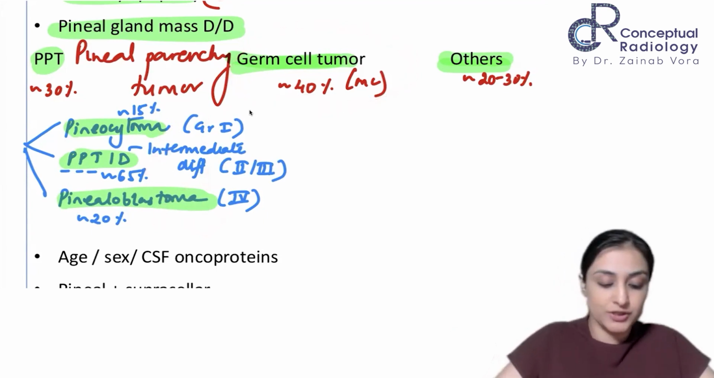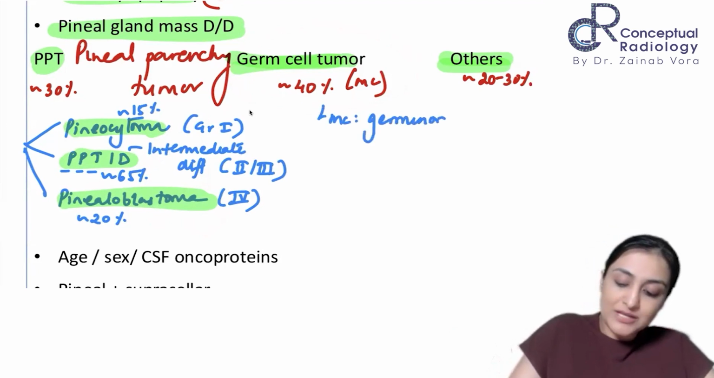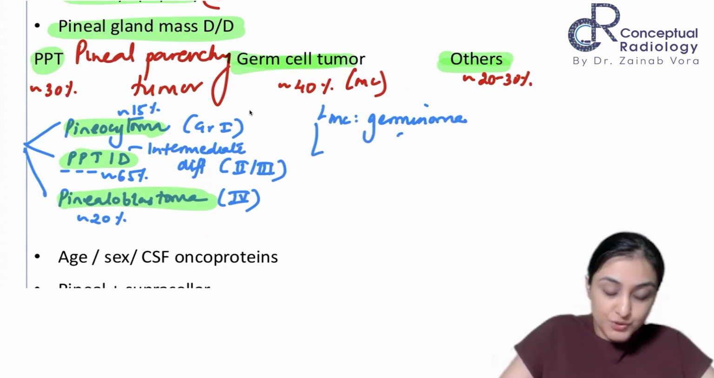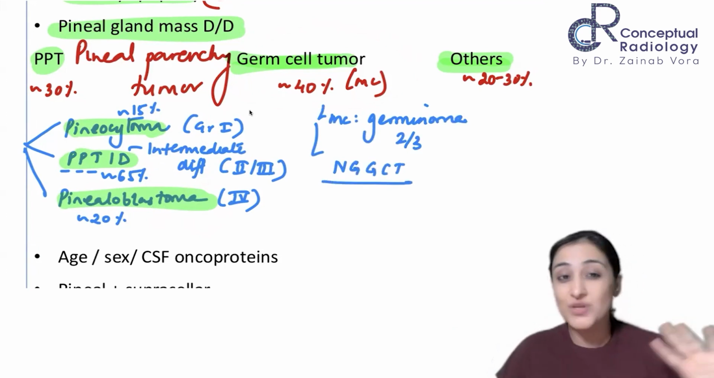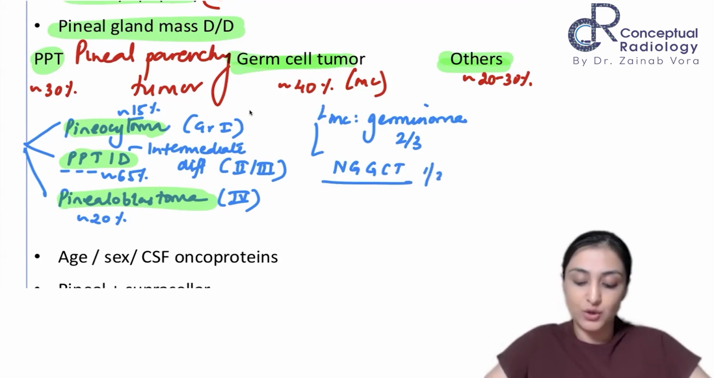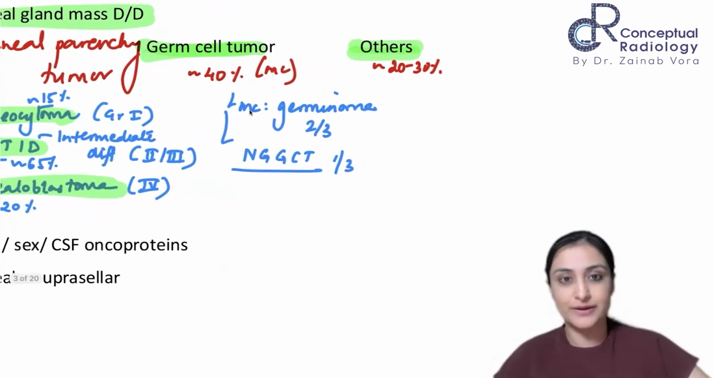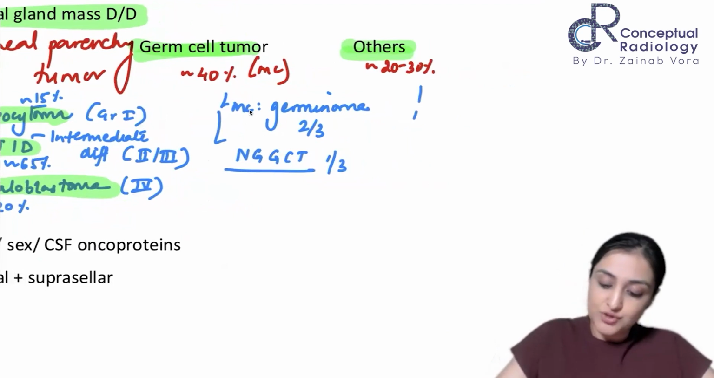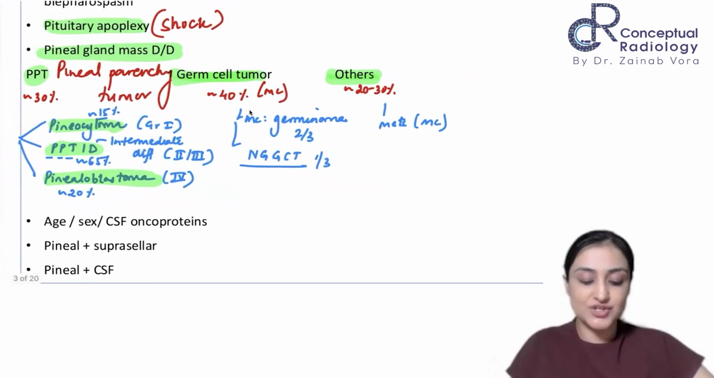Then you have germ cell tumors. The most common germ cell tumor is germinoma, which constitutes 2/3 of these germ cell tumors. Then we have a category of miscellaneous germ cell tumors called non-germinomatous germ cell tumors, just as we have non-seminomatous in the testis. The other 1/3 belong to non-germinomatous germ cell tumors, which are other lesions like choriocarcinoma, yolk sac tumor and so on. Among others, the most common is metastasis, and then we have others that we will look at. So this is what essentially we have to do.